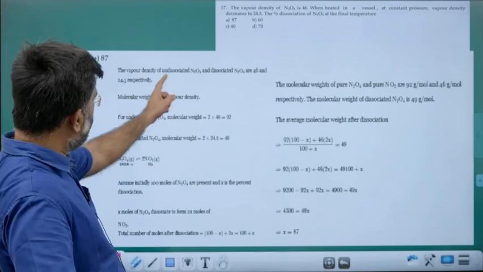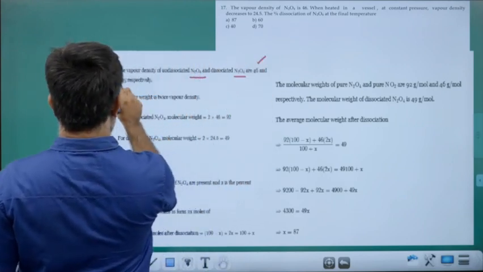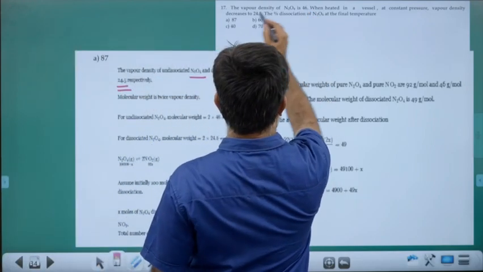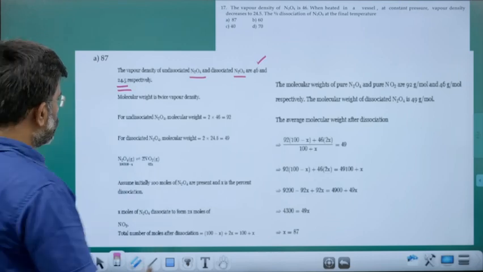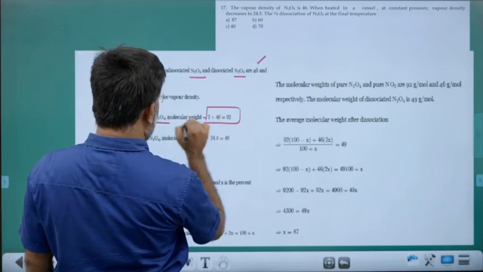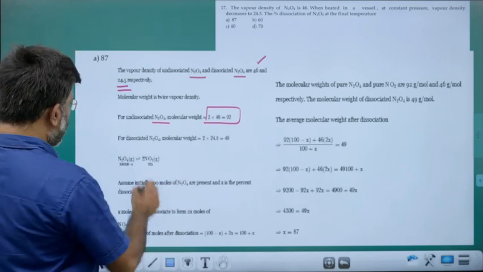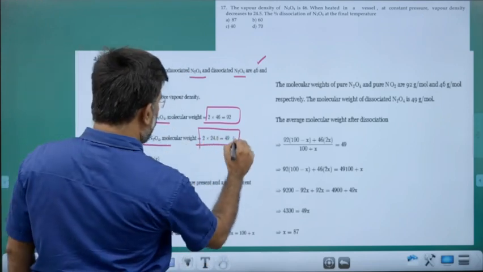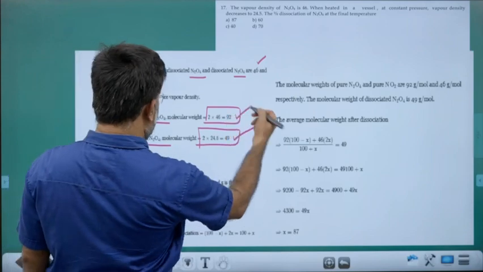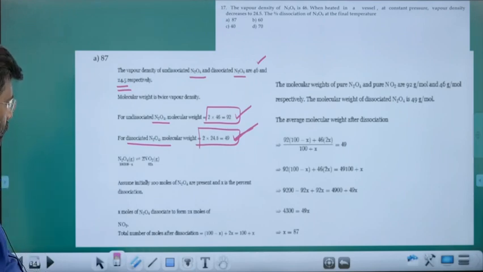You see, the vapor densities of undissociated N2O4 and dissociated N2O4 are given, 46 and 24.5. For undissociated N2O4, the molecular weight is 2 times the vapor density, 2 times 46, that is 92. For dissociated N2O4, the molar mass will be 2 times 24.5, that is 49. So this is undissociated N2O4 and this is dissociated N2O4. Is it clear?